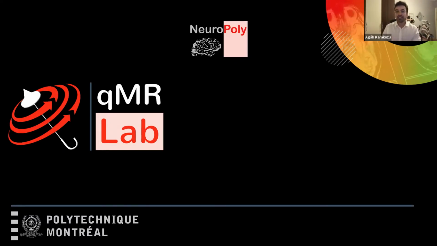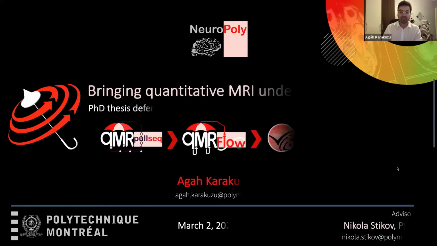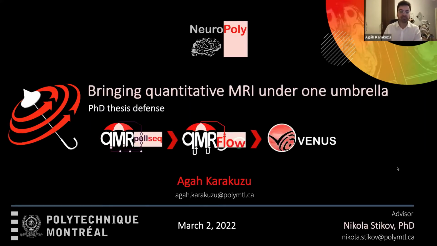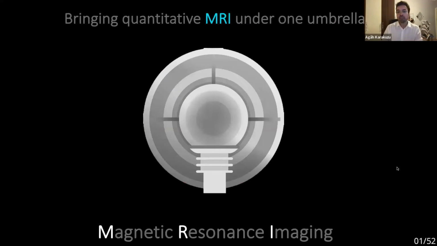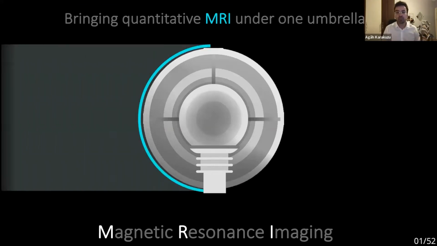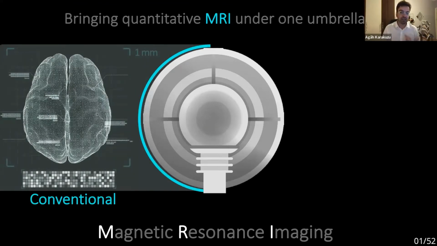I will start my presentation by explaining the title of my thesis, Bringing Quantitative MRI Under One Umbrella. In its everyday use, magnetic resonance imaging is simply referred to as MRI, but in our line of research, we call it conventional MRI to make our case.